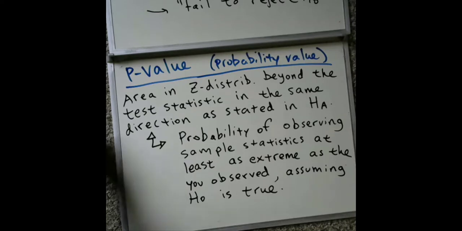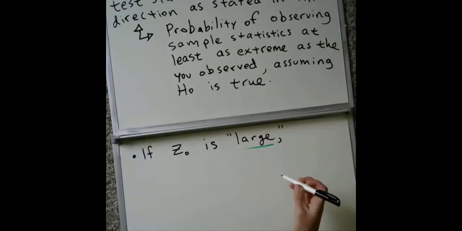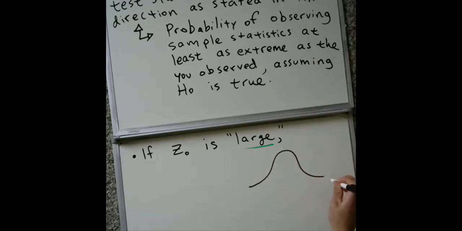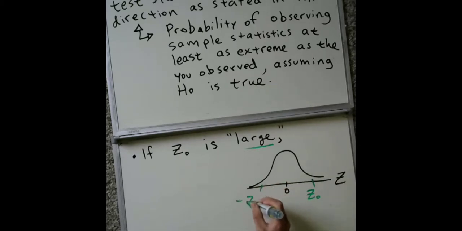Let's consider what the connection is here between a test statistic and a p-value. If a test statistic is large, then in the z-distribution, zero's in the middle, the test statistic, it could be positive, it could be negative, it might be way over here. It could be way over here. I'm going to put a negative sign in it for clarity. The corresponding p-value would be the area beyond.